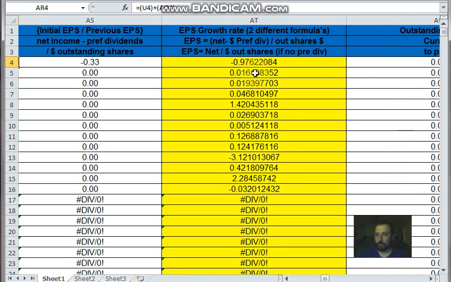And then your growth rate, the EPS growth rate. I'm going to go over this in more depth. This can get very tricky. I know a lot of more experienced traders are going to know this. This is very important to know.